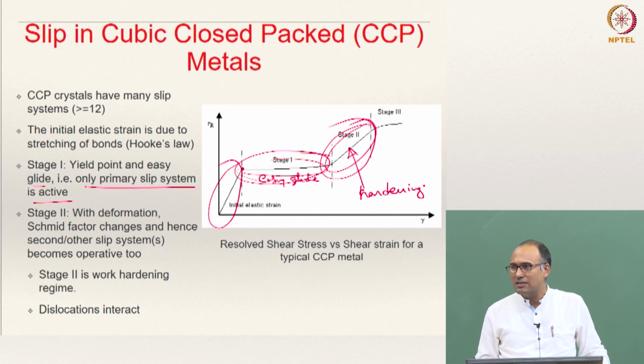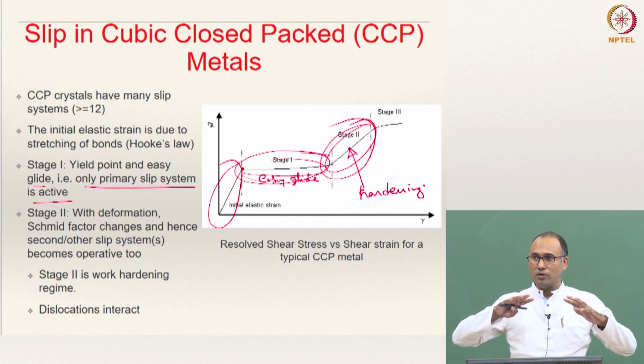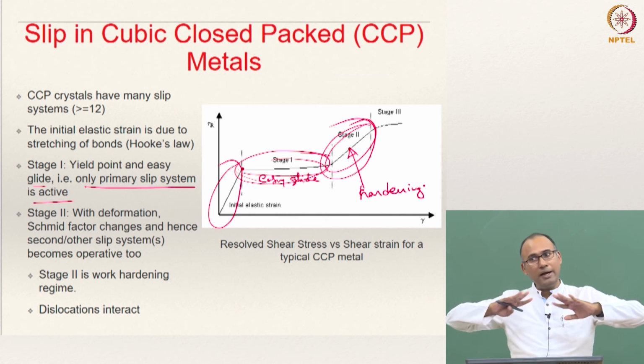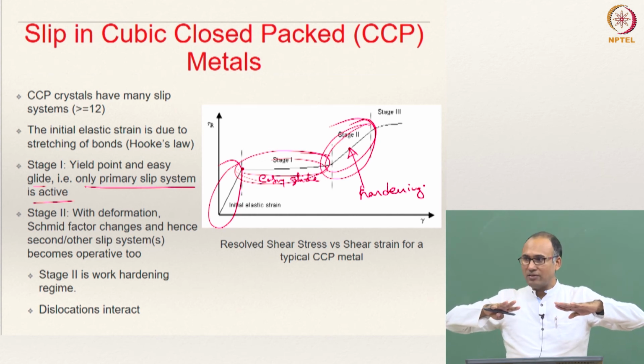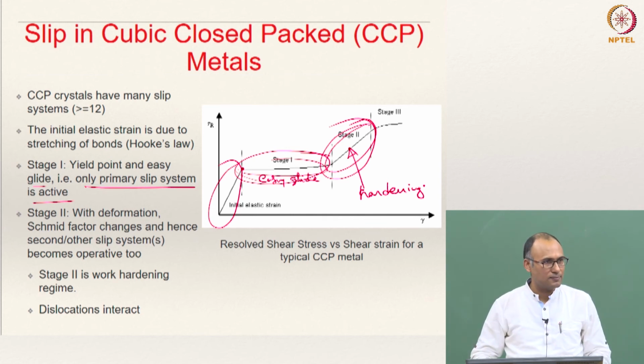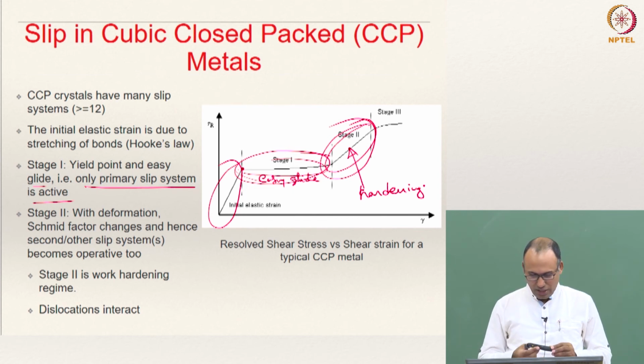Is that clear? Yeah. So this is primarily because of the interaction of dislocations within the slip plane, within planes parallel to each other, and across planes which are not parallel to each other, right? You are going to have these sort of crazy interactions, and that is what leads to hardening.